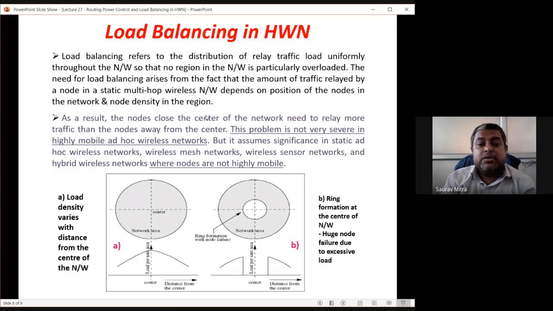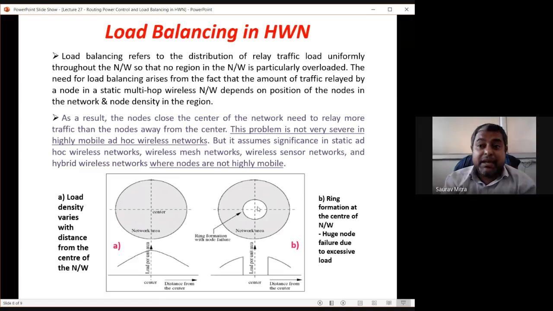So as a result, the nodes close to the center of the network need to relay more traffic than the nodes away from the center. The problem is not very severe in a highly mobile ad hoc wireless network. Why not? Because the nodes which have got exhausted, with little power remaining, will come out, and the nodes which are full of energy will come in. So if node mobility is high, we can exchange the nodes: the lower energy node will go out from the center, and the higher energy node will come toward the center.